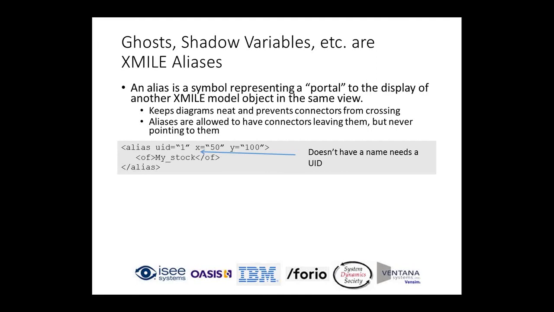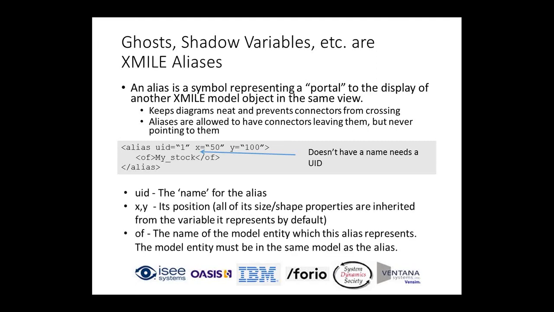So alias is an example of an object that doesn't have a name. Therefore, it requires a UID. So here's a sample alias tag. It's got its UID so that we can refer to it. It's got its position, and it uses the of tag to describe what it's an alias of. The alias tag also by default inherits properties from the object that it is of. So for a stock, it's going to show up as a rectangle with whatever size the stock is specified with, unless that size or shape has been overridden within the specific alias tag.